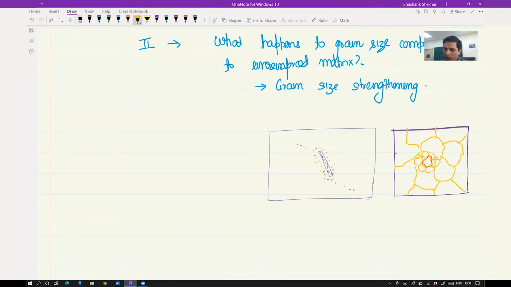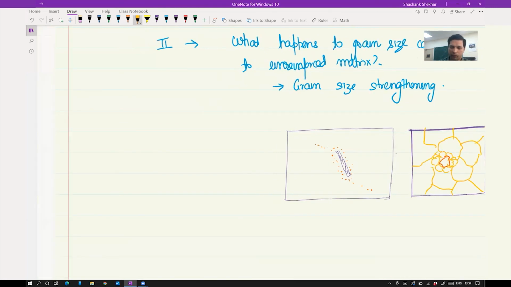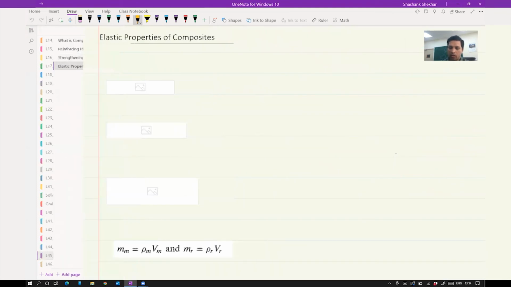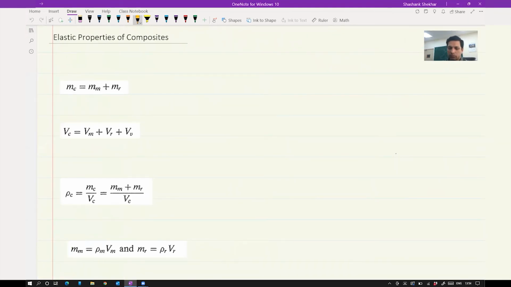So we will look at another aspect of composites, which is the elastic properties of composites, in the last part of this lecture. So let's move on to elastic properties of the composites. Now we know that in the composite you have the matrix as well as the reinforcement. So one thing that we can clearly write is that the mass of the composite would be equal to the mass of the matrix plus the mass of the reinforcement.